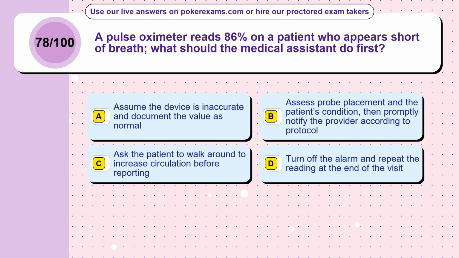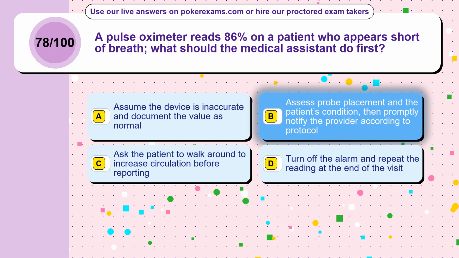Question 78. A pulse oximeter reads 86% on a patient who appears short of breath. What should the medical assistant do first? Option A. Assume the device is inaccurate and document the value as normal. Option B. Assess probe placement and the patient's condition, then promptly notify the provider according to protocol. Option C. Ask the patient to walk around to increase circulation before reporting. Option D. Turn off the alarm and repeat the reading at the end of the visit.